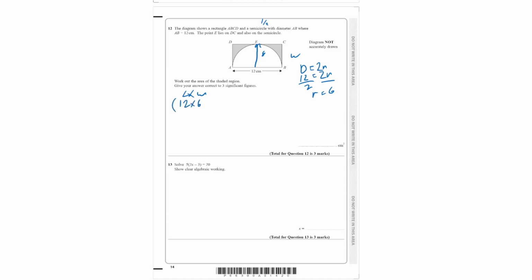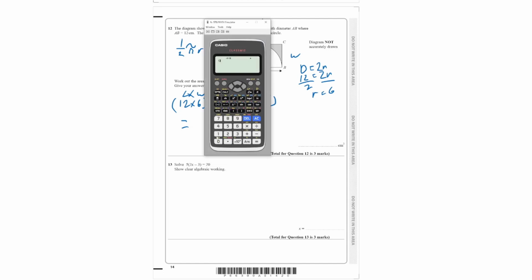Now we have to subtract the area of the semicircle. So the area of a regular circle is pi r squared. Since this is a semicircle, exactly half of one, we simply put a half here. So we're going to subtract a half pi, and the radius we already found as 6, squared. So we can put this into the calculator to find our final answer. We start off with bracket 12 times 6 bracket, subtract 1 over 2 times pi times 6 squared. And then we close the bracket.